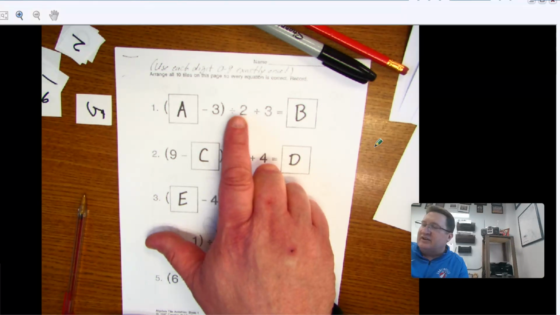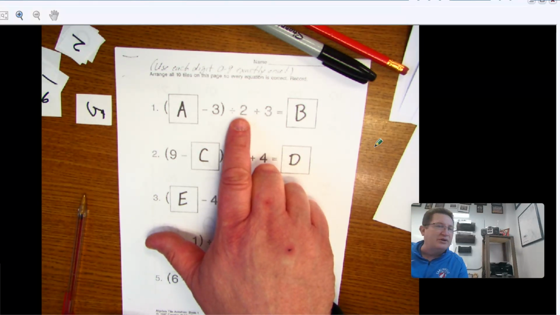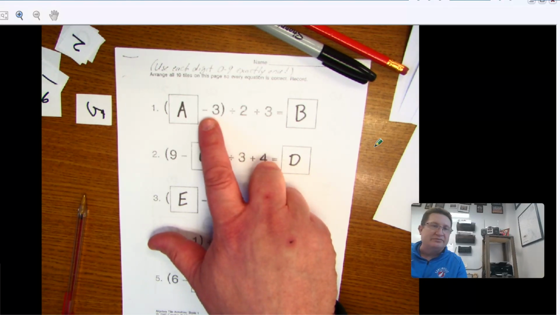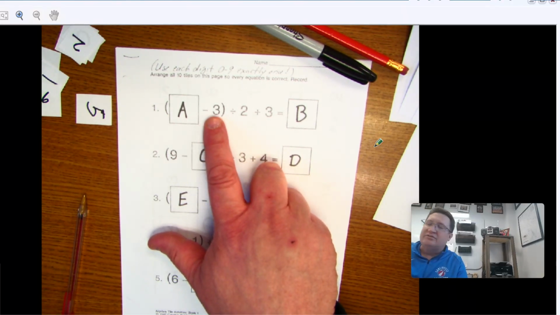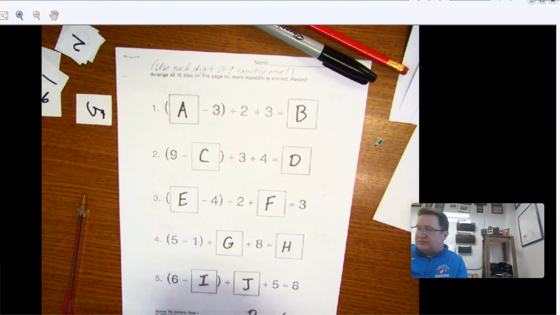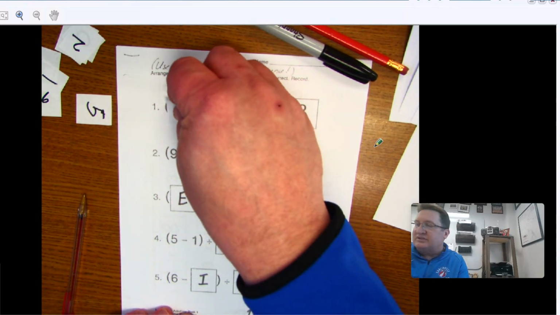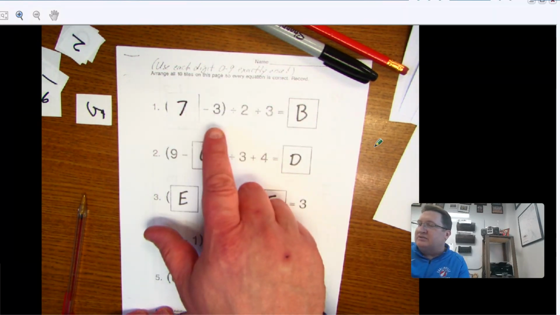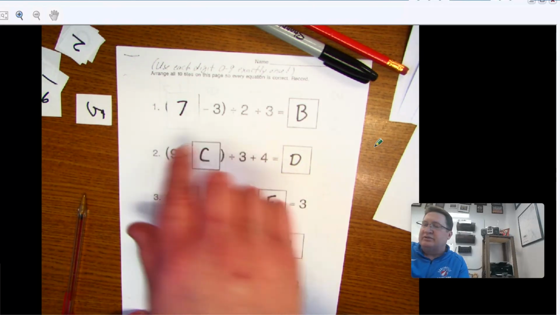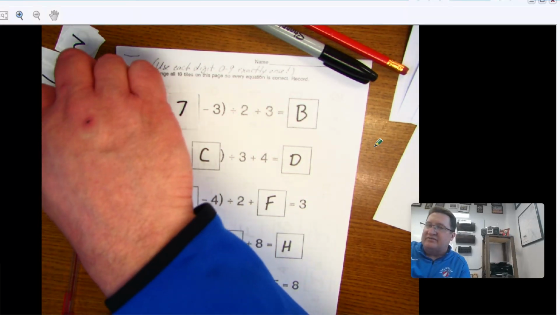And so if we're going to divide something by 2 and it's going to be a whole number, then we need this a minus 3 to be even. But 3 is odd, and so we might reason that a has to be an odd number. Okay? And so we might just pick one and see if it works, maybe 7. 7 minus 3 is 4. 4 divided by 2 is 2, plus 3 is 5.